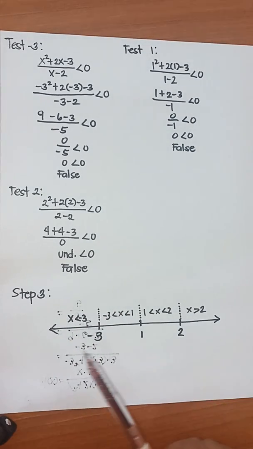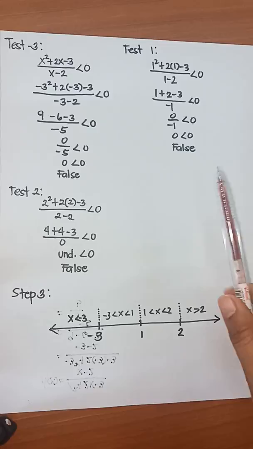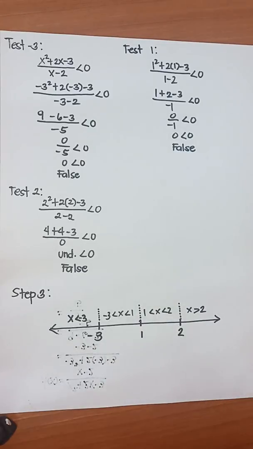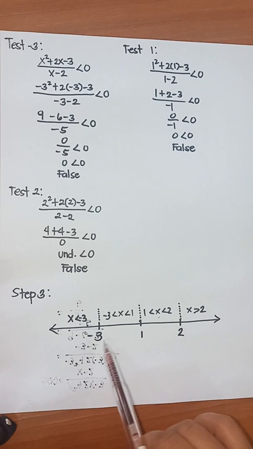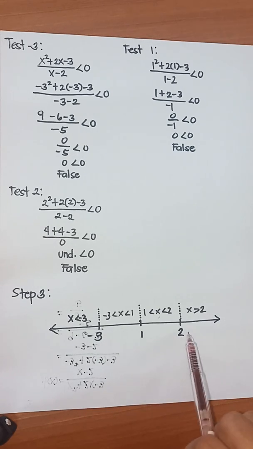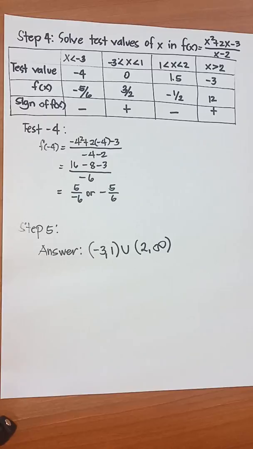Step 3, we're going to divide the number line from the given meaningful numbers. So our meaningful numbers are negative 3, 1, and 2, and it divides the number line into 4 intervals. Those are less than negative 3, between negative 3 and 1, between 1 and 2, and greater than 2. Next step is to solve the test values for x in f of x equals (x squared plus 2x minus 3) all over (x minus 2).